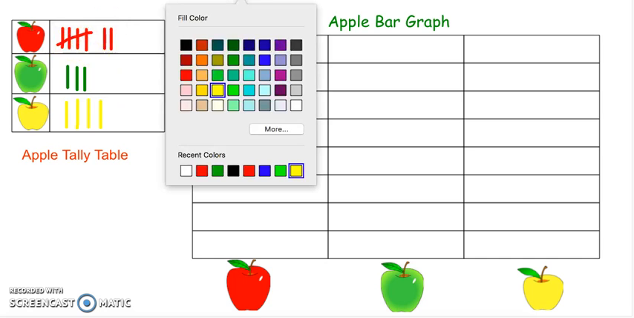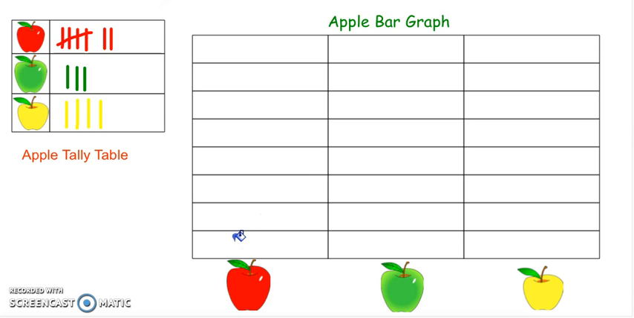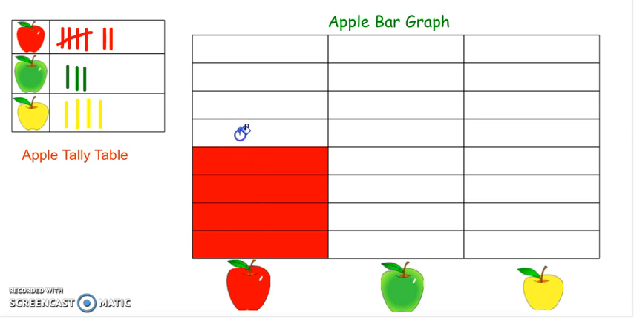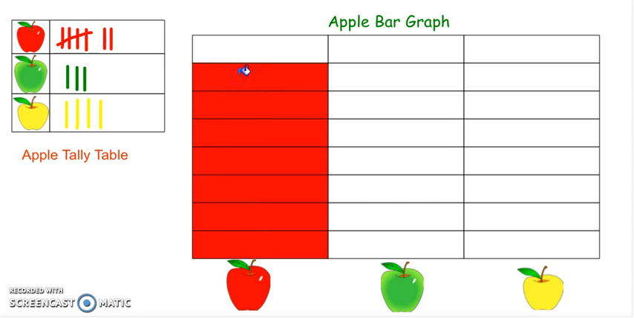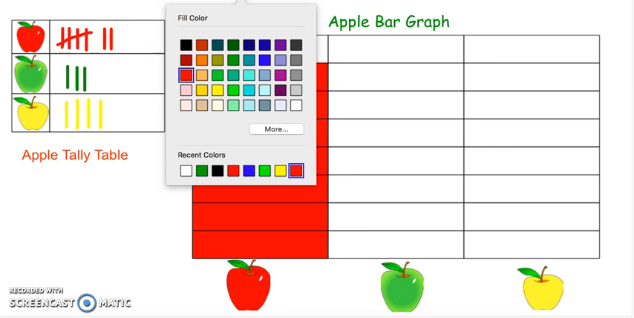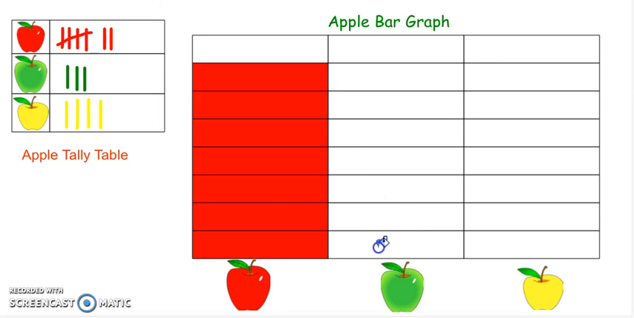So I'm going to take my paint can and I am going to fill in 7 boxes for my 7 red apples. 1, 2, 3, 4, 5, 6, 7. Now let's graph the green apples. We have 3 tallies, so we're going to fill in 3 boxes. 1, 2, 3. Last, let's graph the yellow apples. 4 yellow tallies, so we will fill in 4 yellow boxes.